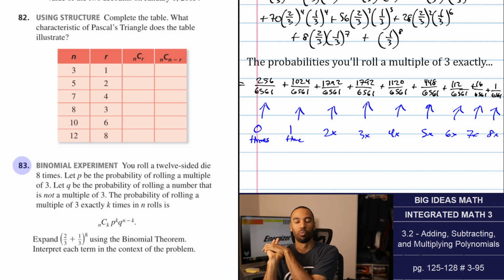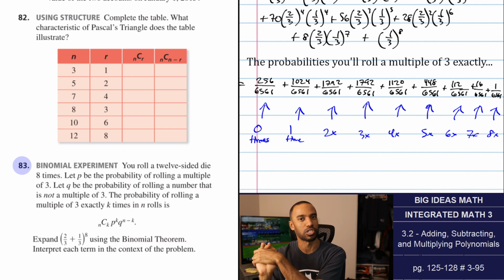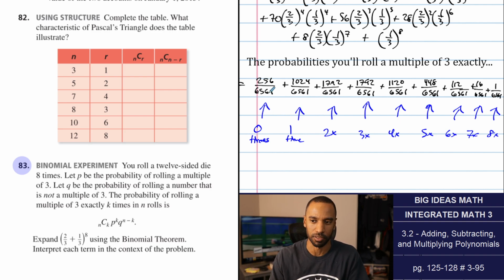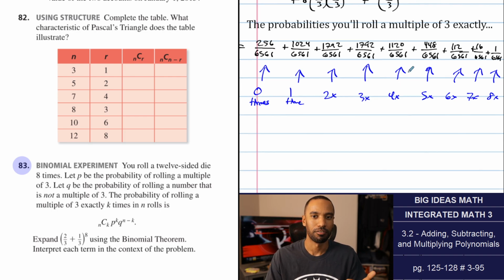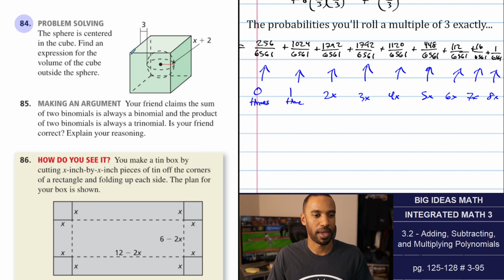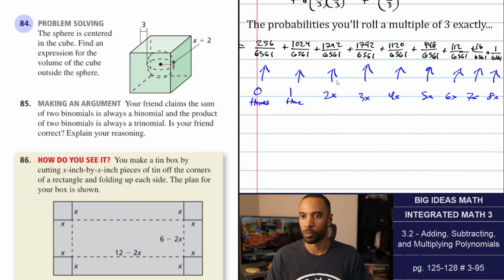Anyway, you get a 1 out of 6,561 chance of rolling a multiple of 3 all 8 times. Very slim. All these are relatively slim. Obviously, this builds up to 100%. If you add all these probabilities, it's 100% because one of them has to be hit for that number of multiples of 3. So that's the question. They expanded on what they were talking about as a whole.